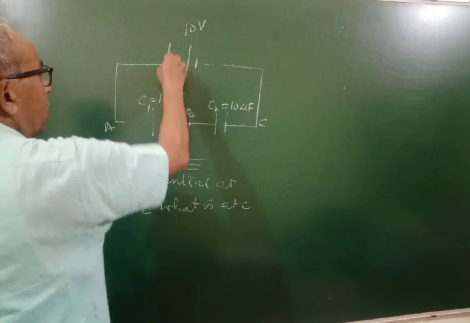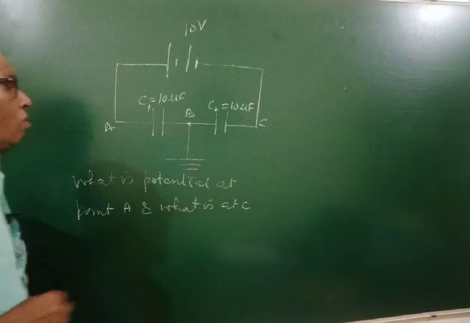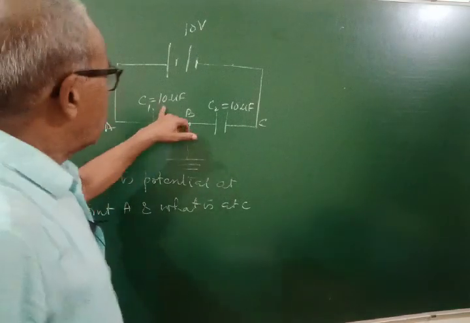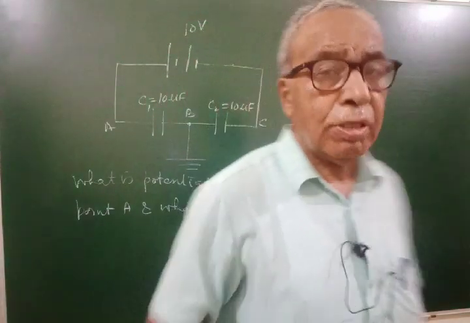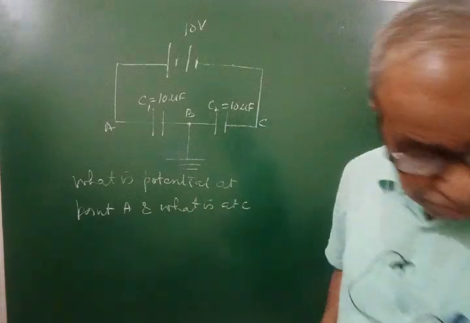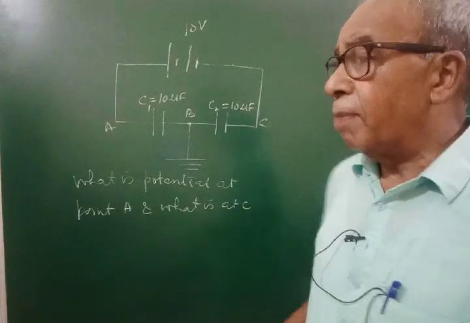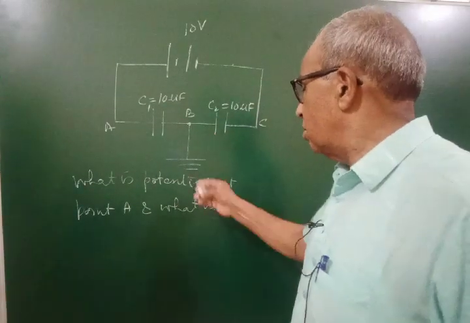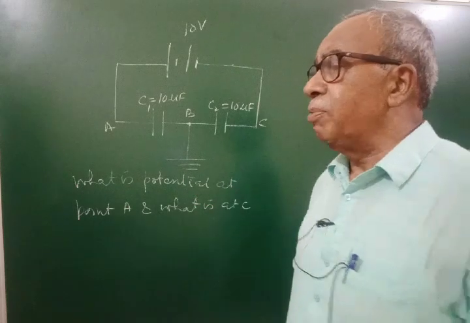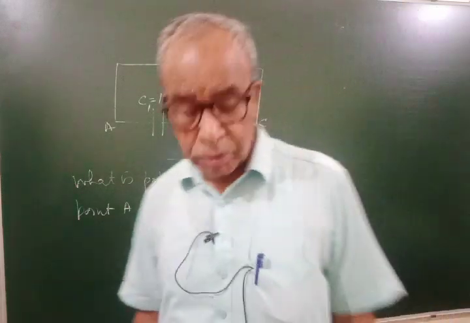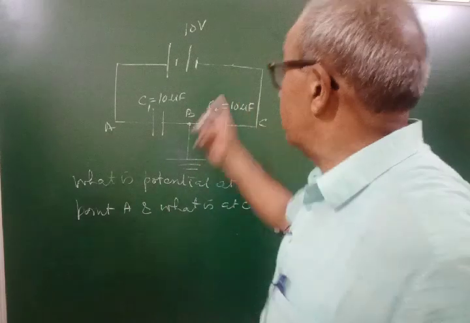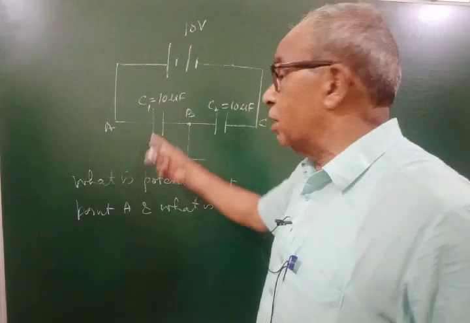यह 10 वोल्ट है भाई, और 10 माइक्रो कैपेसिटर है. पॉइंट B अर्थ. After seeing this earthing, we get confused that the whole charge will go. But a capacitor does not allow charge to flow.